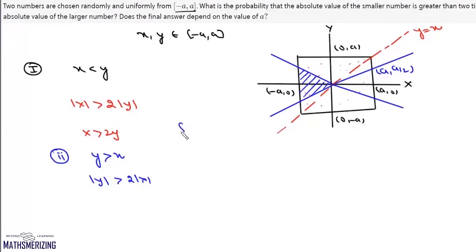So this favorable area will be simply 2 times 1 by 2. And what is the area of this triangle? Area of this triangle will be simply a square. So our favorable area will be a square. Then this required probability will be favorable area upon total area, which is 4a square, and which is nothing but 1 by 4. So the probability that the absolute value of the smaller number is greater than 2 times the absolute value of the larger number is 1 by 4. And the final answer doesn't depend on the value of a.